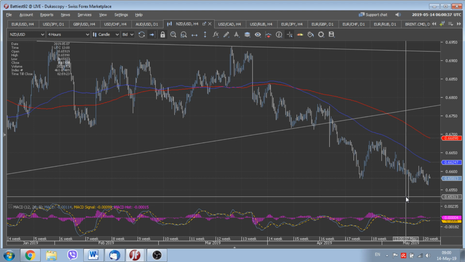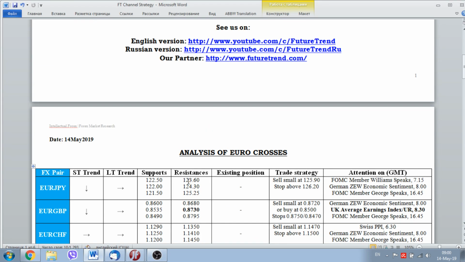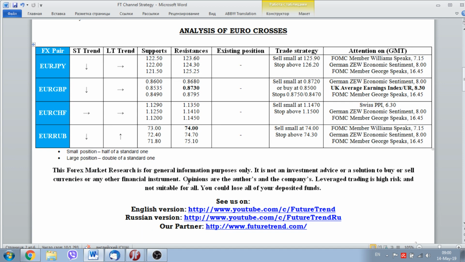As regarding euro crosses, at the moment we don't have any kind of position right now. As you know, we closed our positions with profit in euro sterling and euro yen, and now we prefer to stand aside because the situation is not so clear.